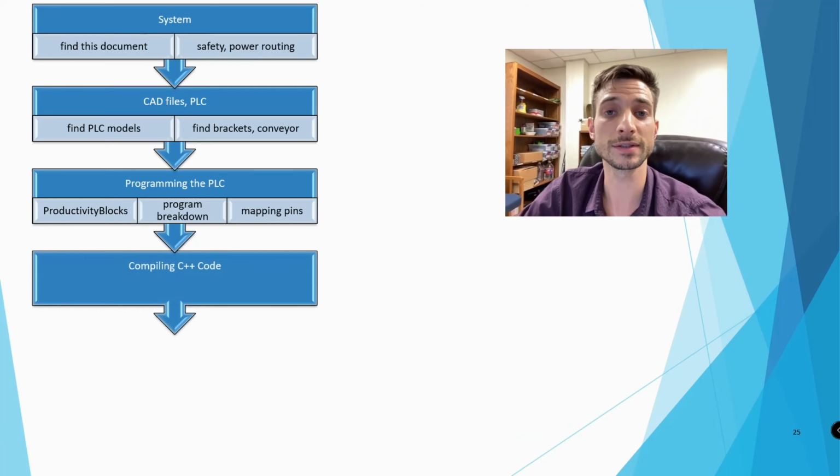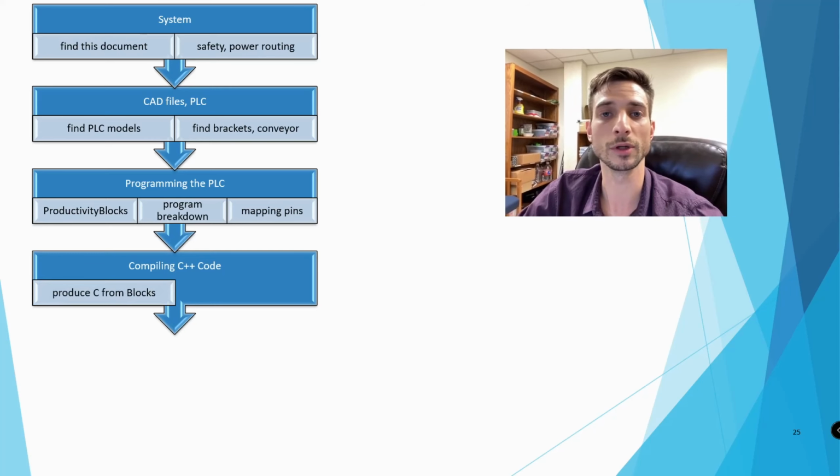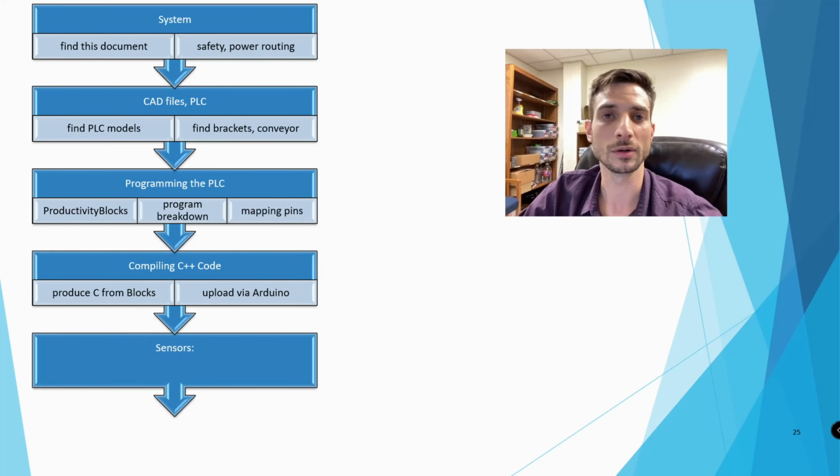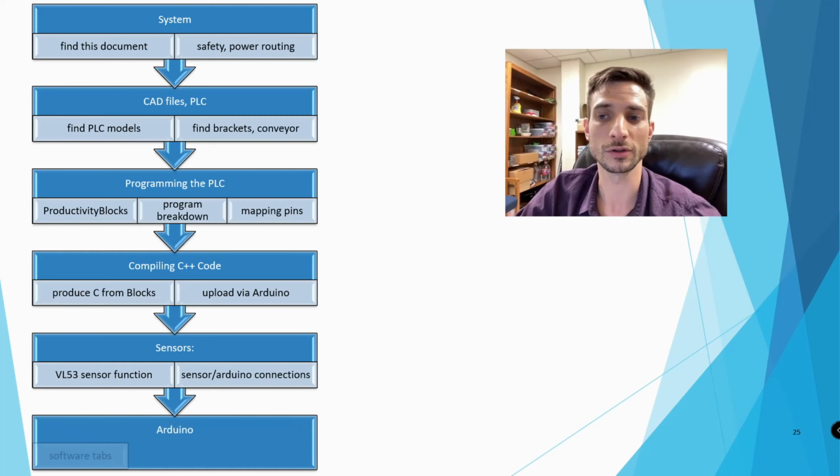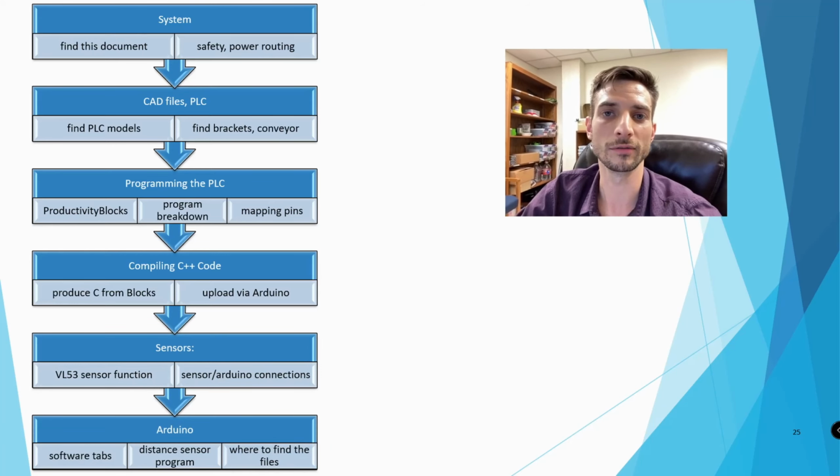Then compiling the C++ code, which we produce from productivity blocks, and we'll upload the code to the PLC with Arduino. We're gonna go into sensors where we look at the distance sensor functionality and the connections between the sensor and the Arduino board. Then we'll go into the Arduino software where we look at the tabs, the distance sensor program routine, and where to find all of those files as well, so that you can basically reproduce the project after you've seen this video and you have access to the resources.